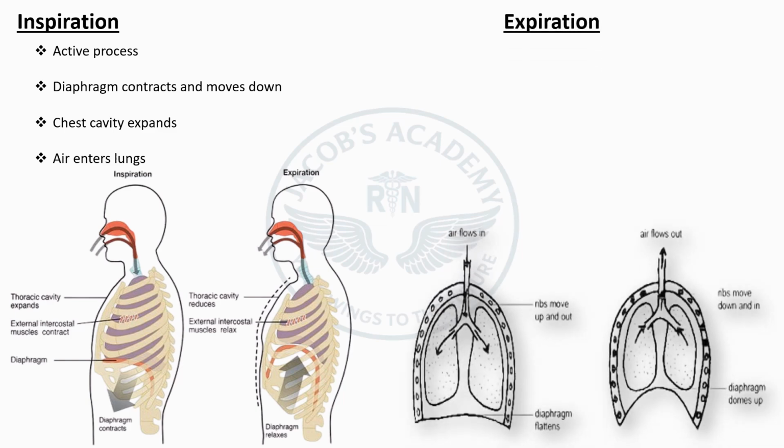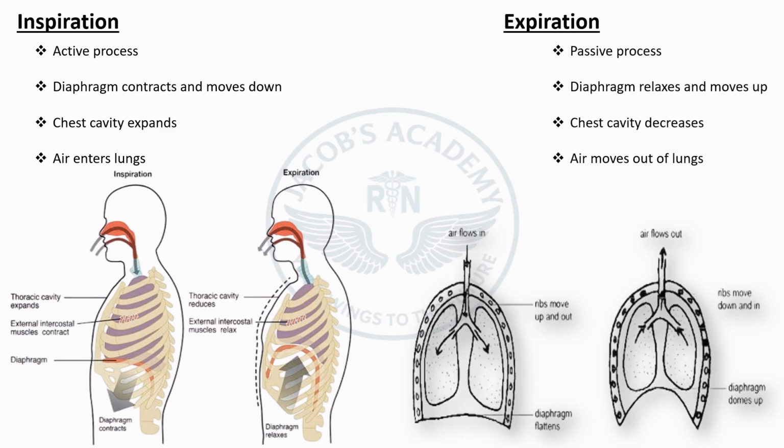Now we can see expiration. Expiration is a passive process. During expiration, the diaphragm relaxes and moves upward. So, the chest cavity decreases in size. As a result, the pressure inside the lungs increases and air moves out of the lungs. So, inspiration brings oxygen into the body and expiration removes carbon dioxide from the body.